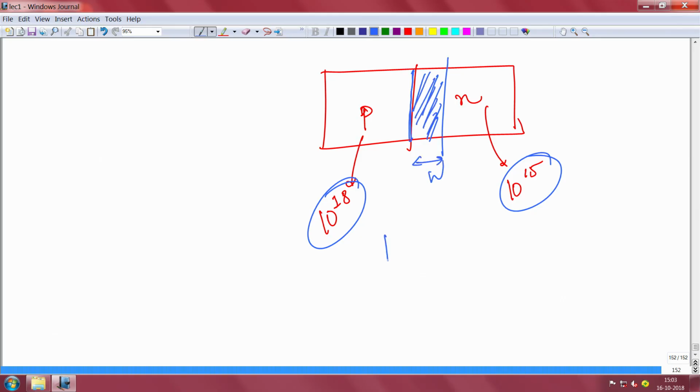This kind of junction is called P plus N. P plus is very highly doped, N is N, or if it is reverse, N is very highly doped, then you call it N plus P junction. Okay, then you will call it N plus P junction.